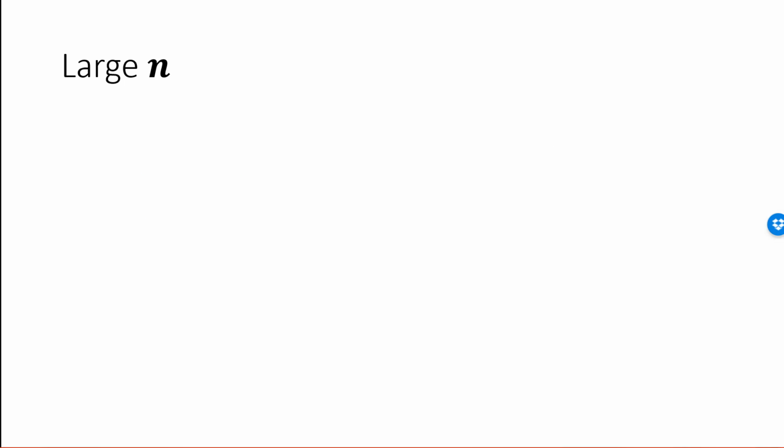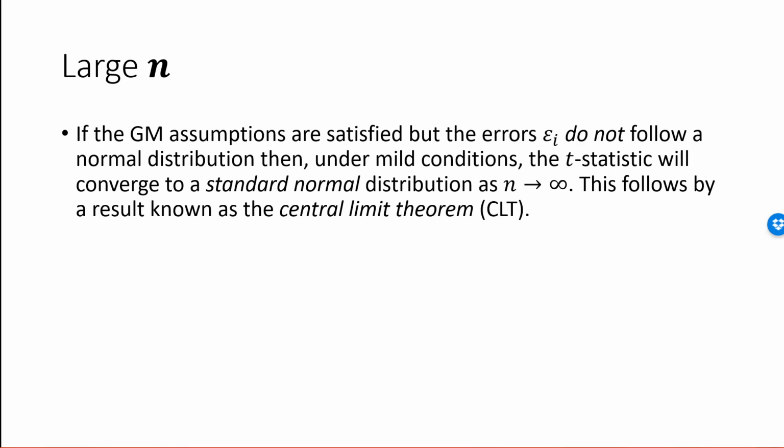If n is large, n is the number of observations, then we can say the following. If the Gauss-Markov assumptions are satisfied, so we have exogeneity and homoscedastic errors, but the errors do not follow a normal distribution, then the t-statistic will actually converge to a standard normal distribution as n goes to infinity. You need some additional very mild conditions which are typically almost always satisfied. And this is very good news for us. It follows by a theorem or a result known as the central limit theorem.